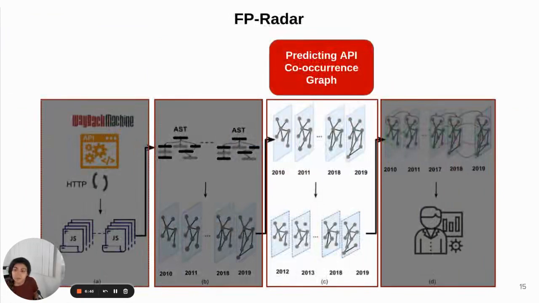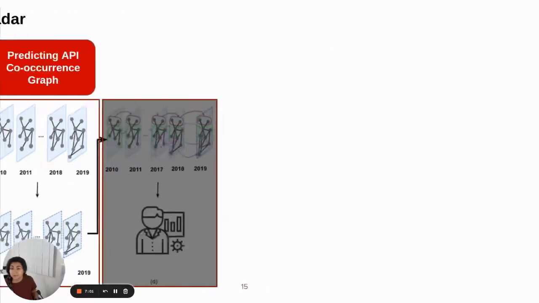Once we create the longitudinal graph representation, we try to predict the abuse of unknown APIs in the future based on their concurrence with fingerprinting APIs. Now let's have a closer look at the graph prediction procedure.